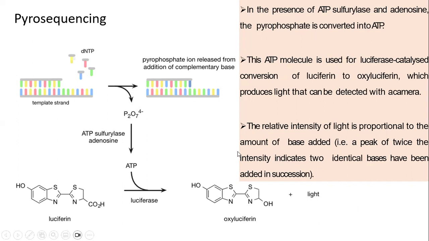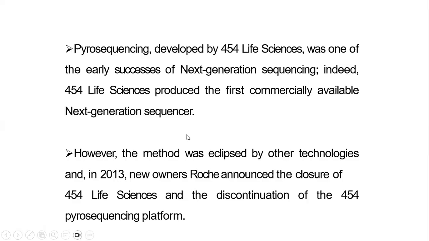Also, the relative intensity of the light is proportional to the amount of the base added. So suppose you have two adjacent same types of nucleotides present on the template, then in response the complementary two bases will be added. Okay, so this is going to release twice the amount of pyrophosphate, and hence eventually twice the amount of light intensity will be released, and hence twice the amount of signal is detected by the machine. So these are some points for your reference related to pyrosequencing.